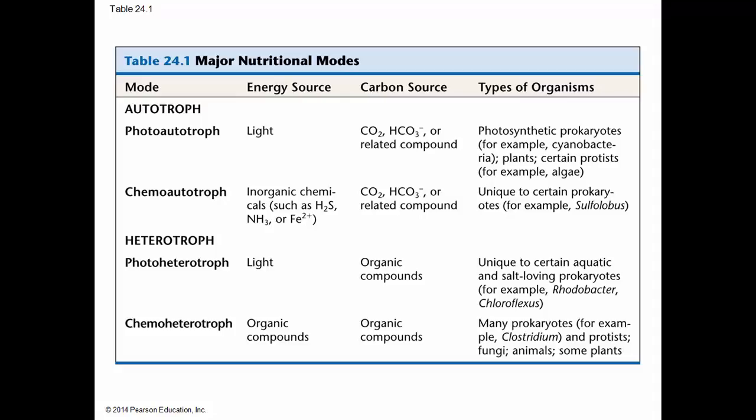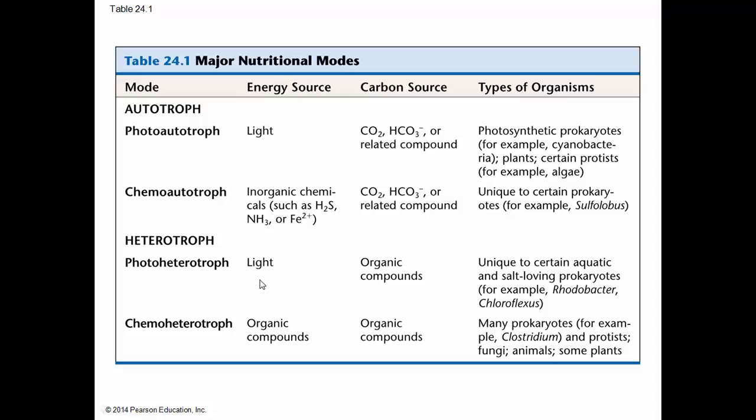Okay, this is a table on page 465 in your textbook. I recommend you take a closer look at it. It describes the different forms of nutritional modes in prokaryotes. Photoautotrophs receive energy from light. They receive carbon from carbon dioxide, and these are photosynthetic prokaryotes like cyanobacteria, plants, and certain protists, for example, algae. Chemoheterotrophs are able to get inorganic chemicals from their environment. These include lithophiles, or rock-dwelling prokaryotes, rock-dwelling Archaea. They obtain carbon from carbon dioxide and other sources. They're unique to certain prokaryotes.